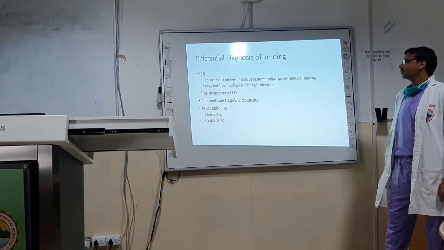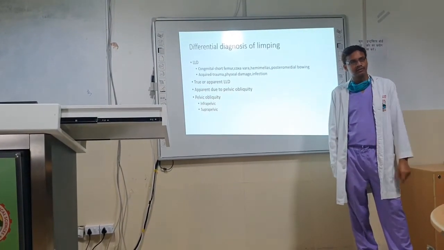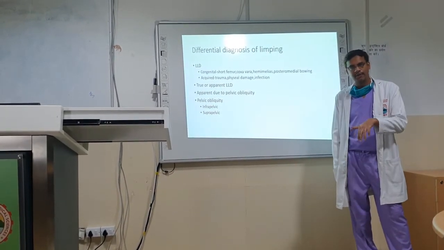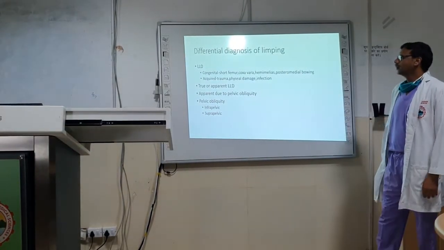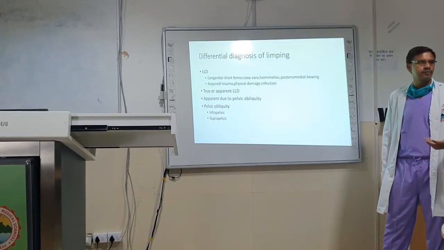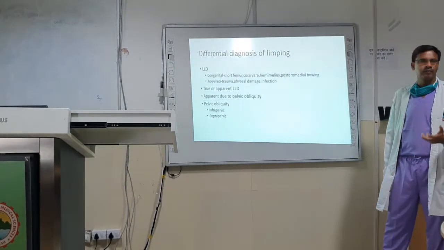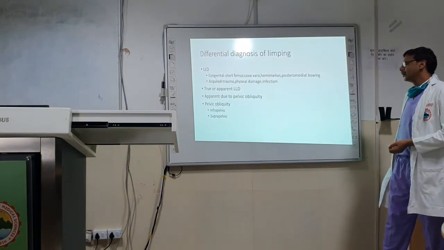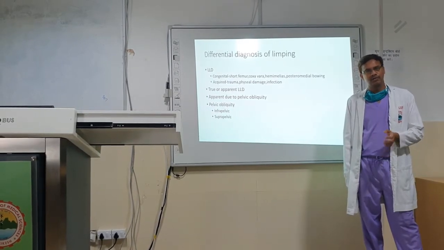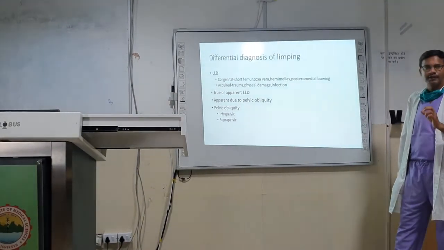Now, what are the differential diagnoses of limping? I am talking about painless limp. So the first differential diagnosis is LLD, because of any cause. Okay, it may be a functional LLD, it may be a true LLD. Congenital causes most commonly are short femur, there may be proximal femoral focal deficiency, there may be coxa vara, there may be any of the fibular or tibial hemimelias, and sometimes you may get congenital posteromedial bowing of the tibia. It is a benign condition but causes shortening of the limb. Okay. So these are the important causes of congenital shortening of the limb.